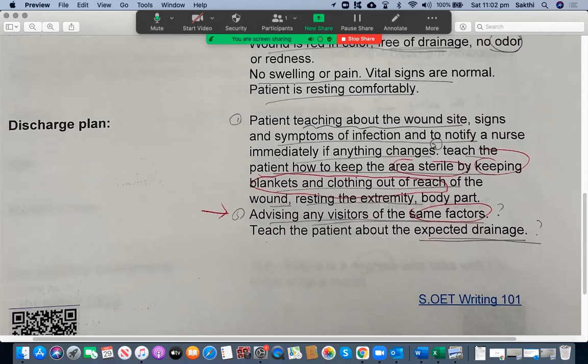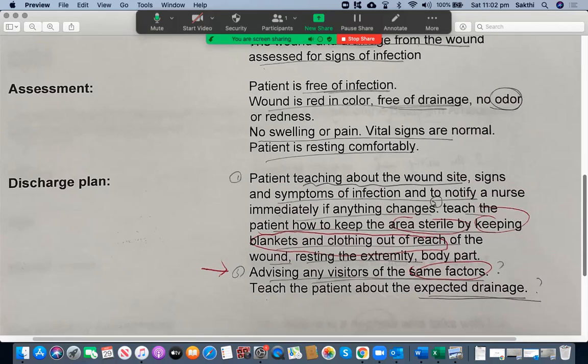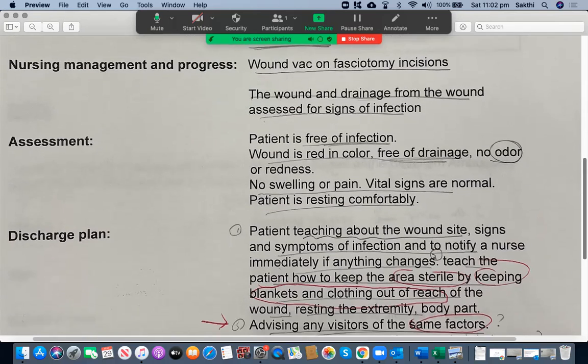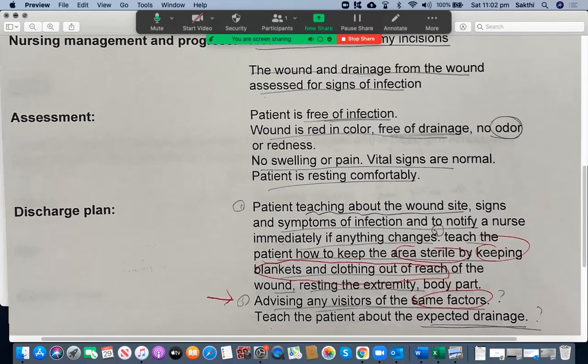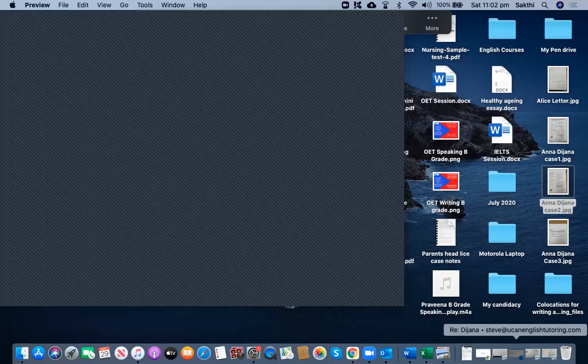Patient teaching about the wound site, signs and symptoms of infection, and to notify a nurse immediately if anything changes. Teach the patient how to keep the area sterile by keeping blankets and clothing out of reach of the wound and resting the extremity body part, advising any visitors of the same factors. Teach the patient about the expected drainage. So these are the things you need to do. Yeah. So you have included all the relevant case notes, but the problem is some of the words were repeated from the case notes. So you could have used maybe the synonyms instead of writing down the same words.